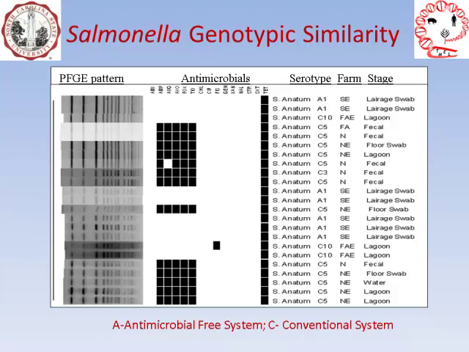The quick example of what I've indicated is that it's the same type of Salmonella fingerprint that we are finding in the antimicrobial-free system and in the commercial system. So A is antibiotic free, C is commercial system, and we sampled lairage, fecal, floor, and lagoon water. This Typhimurium is widespread in the whole region. So irrespective of the production system, we are finding the same type of Salmonella Typhimurium.